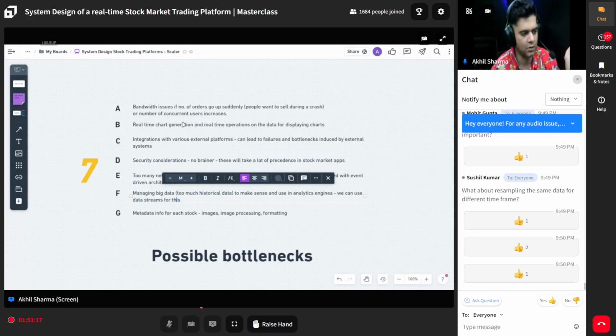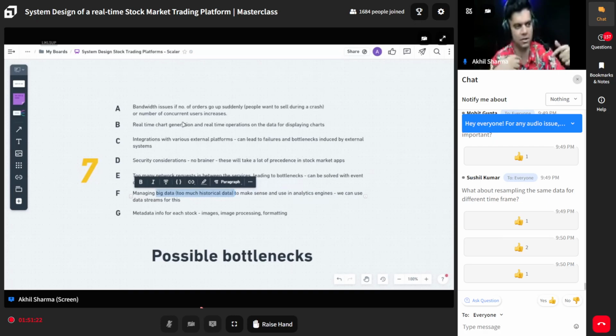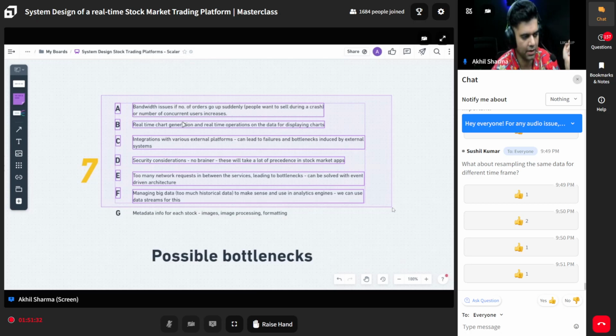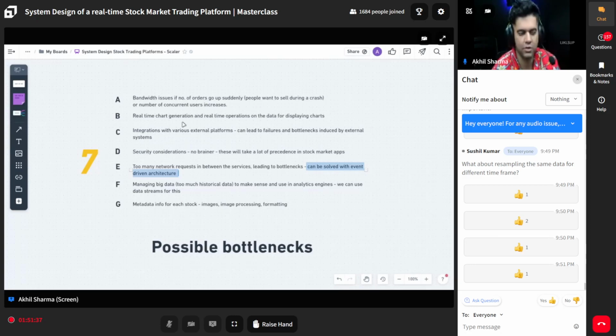Then there's going to be a lot of big data, right? Too much historical information, as in all the stocks that I will either buy or sell. We have to manage all this data to make sense of it and use an analytics engine. We can use data streams for that, but this is going to be a possible bottleneck. The things I've mentioned here are possible solutions to the bottlenecks. At this stage, you don't want to talk about the solution, just talk about the bottlenecks. I'm just showing you that we can solve this by event-driven architecture or data streams, but you don't have to talk about it in this section.